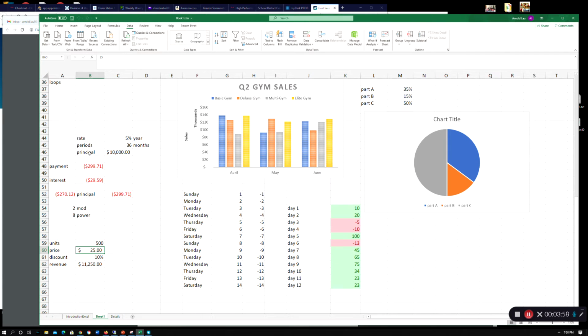Okay, so you remember this from last week. We had the rate. I formatted it to be a percentage, but it's really 0.05 for a year. You have the periods, so it's going to be 3 years or 36 months, and then we're borrowing $10,000. Here for the payment, you remember this is the PMT. I'm going to go in here quickly so you can see what goes into it: the rate, the number of periods, the PV. You remember the FV is optional.